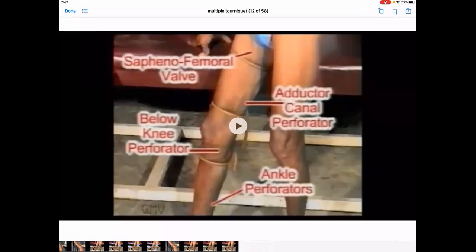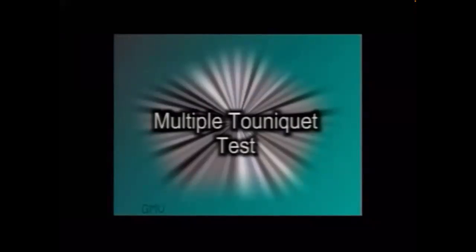So I will again play the video for you. Step number 1 is, you need to empty the vein. I will show you the steps again. Don't worry. Understand the steps. Step number 1 is empty the vein. Step number 2, with the vein emptied, tourniquet 1 is above the level of mid-thigh. Tourniquet 2 is below the level of mid-thigh. Tourniquet 3 is below the level of the below knee perforator.